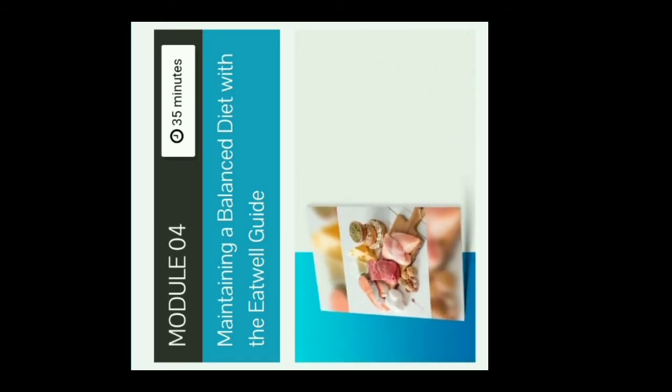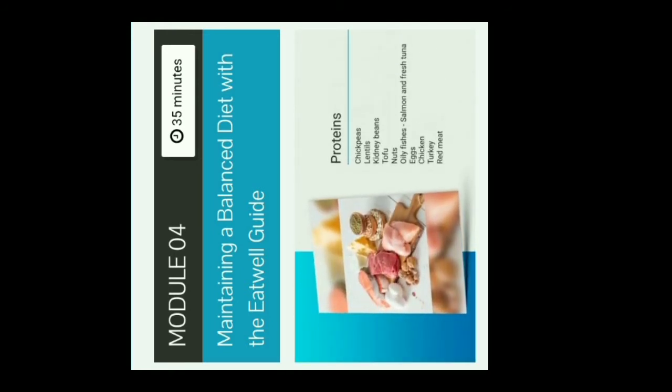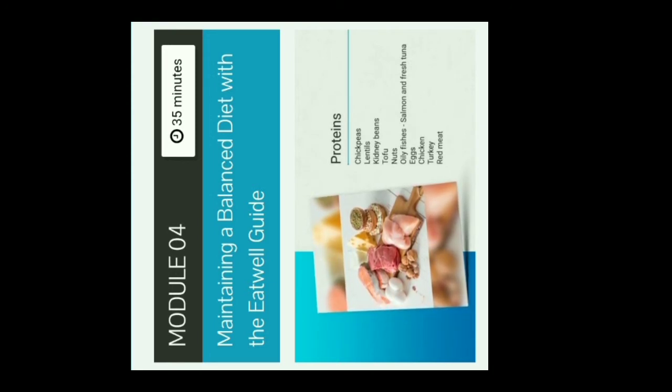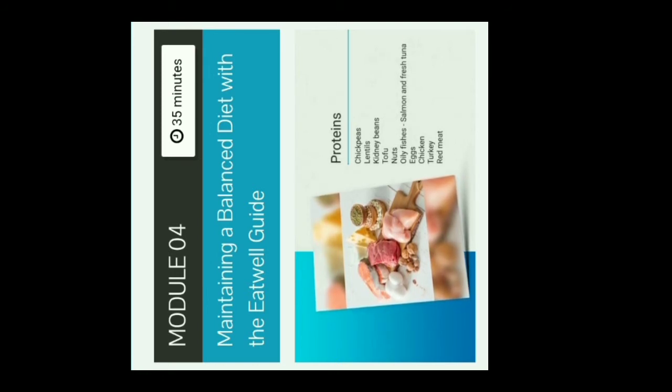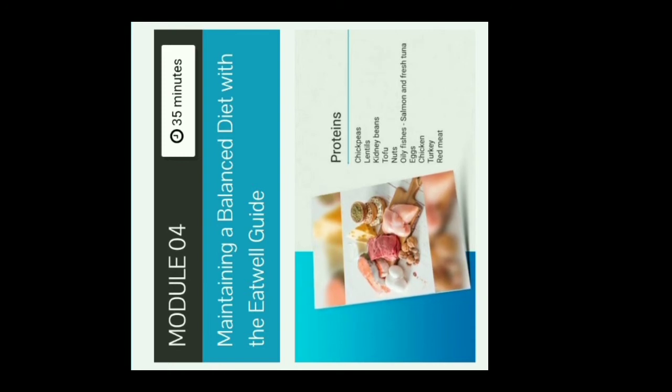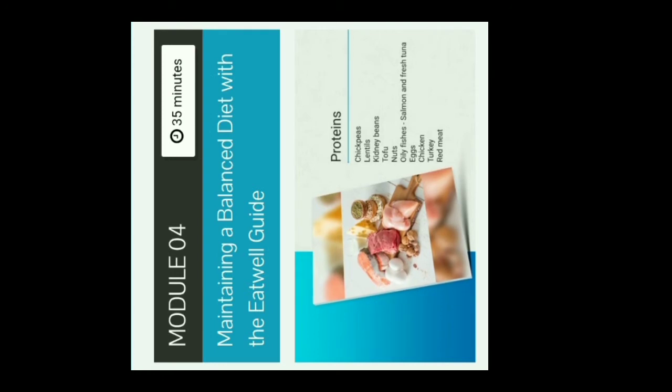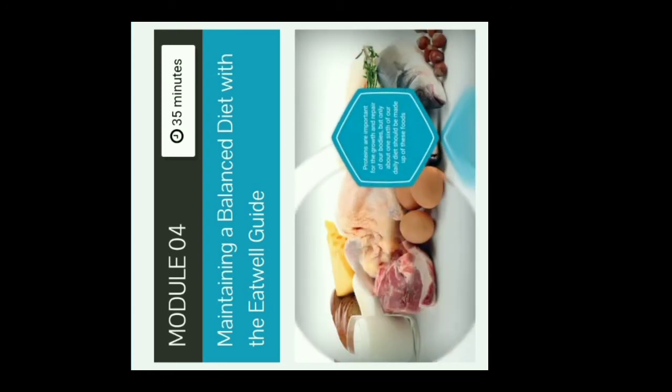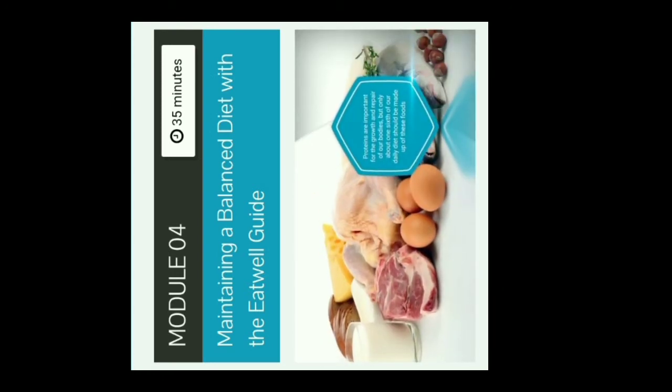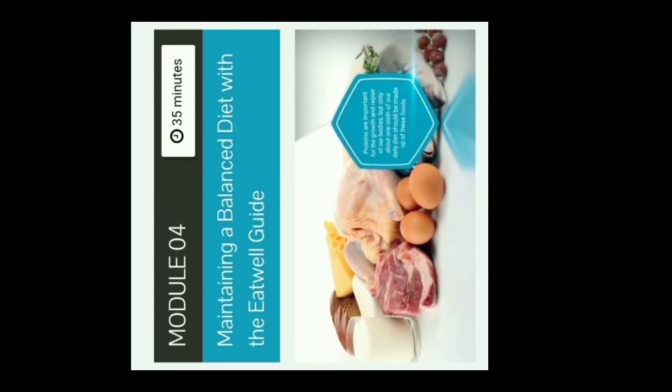The third group in the Eat Well guide includes proteins like chickpeas, lentils, kidney beans, tofu, nuts, oily fishes such as salmon and fresh tuna, eggs, chicken, turkey and red meat, though this should be eaten less frequently as it is high in saturated fat. Proteins are important for the growth and repair of our bodies, but only 1/6 of our daily diet should be made up of these foods.